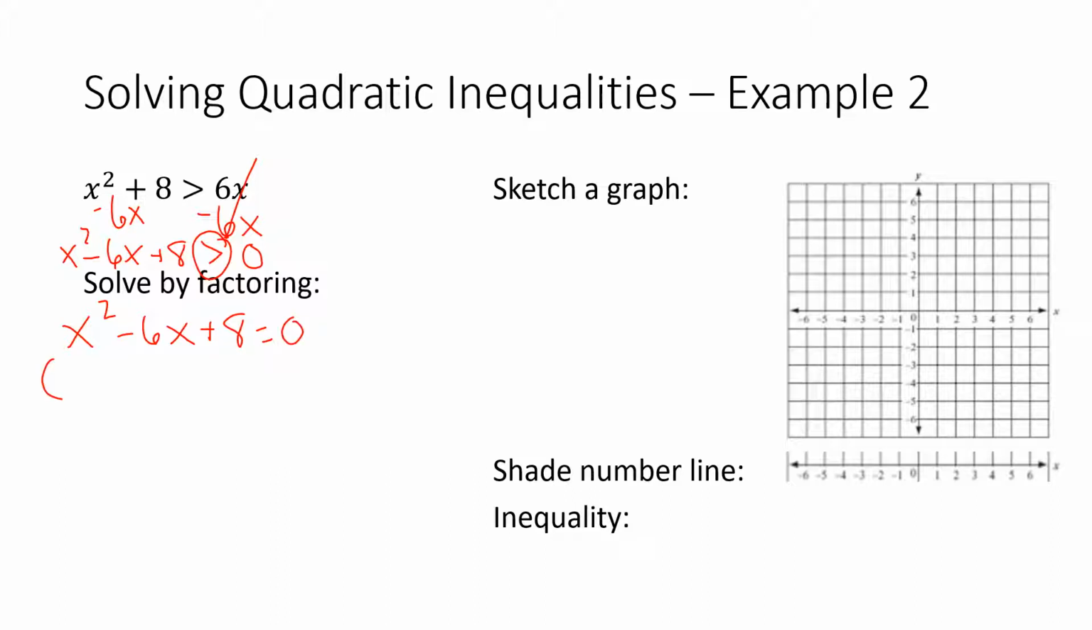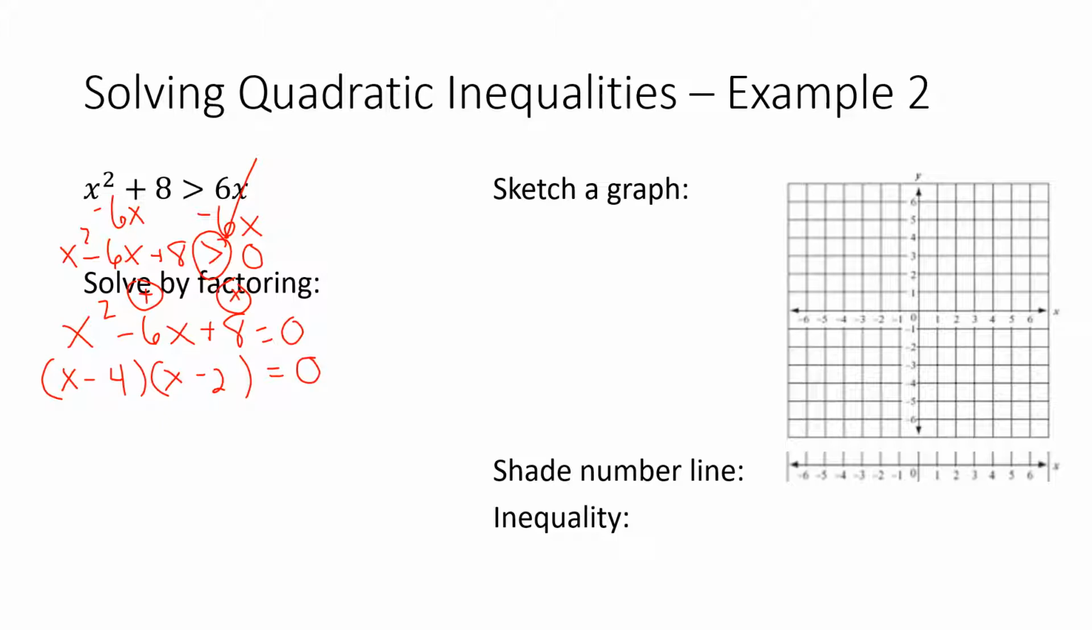So here, for my factoring, I'm looking for two numbers that multiply to positive 8 and add up to negative 6. That would have to be two negatives, negative 4 and negative 2. Negative 4 times negative 2 is positive 8, and negative 4 plus negative 2 is negative 6. So we're going to have x minus 4 and x minus 2 equals 0.